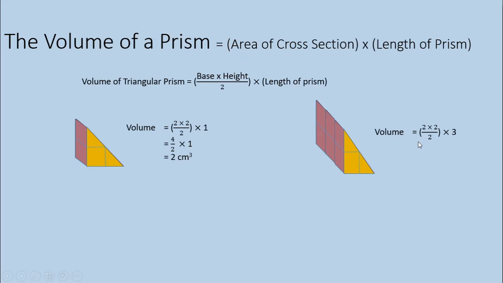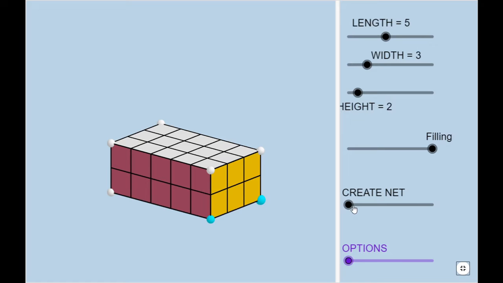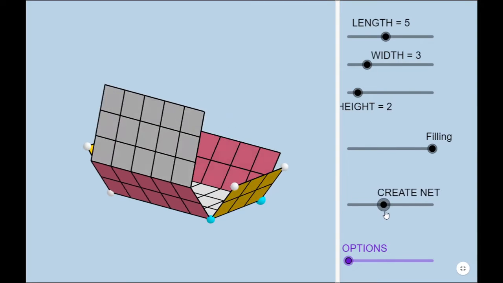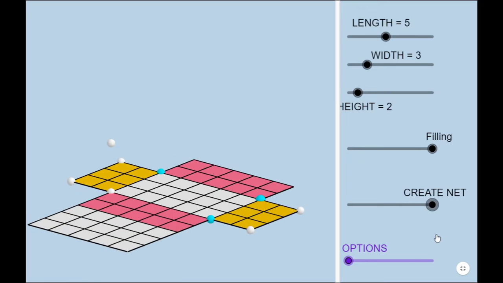So that's going to be 2 times 2 is 4 over 2. 4 divided by 2 is 2, so that's 2 times 3, is 6 centimeters cubed. So if I open this up for you, you can see all of the faces together. You can see my 2 yellow cross-sectional faces, but you also see my white and pink faces, which wrapped around the yellow face when it was all closed up.